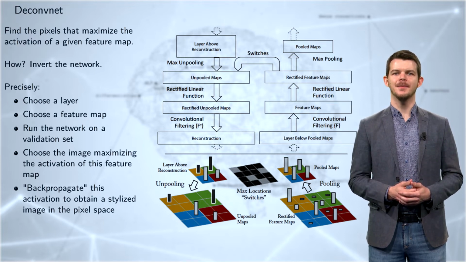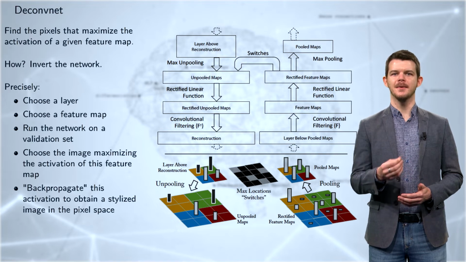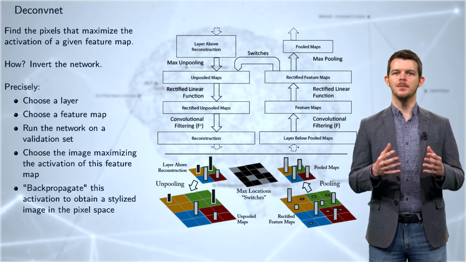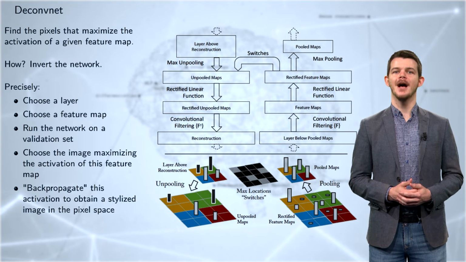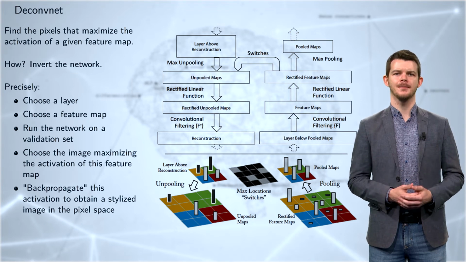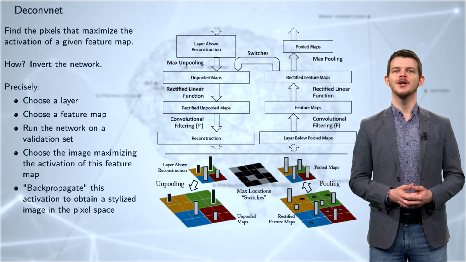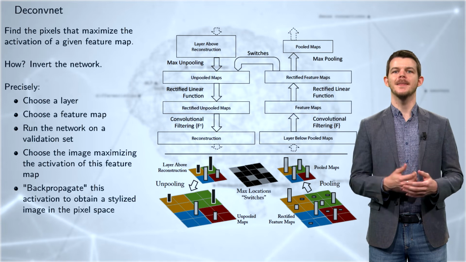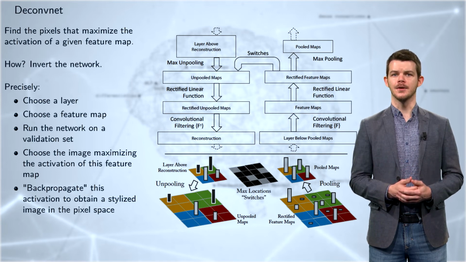The pooling step is more difficult to invert. This step is displayed below. Let us assume that we have the feature map on the bottom right. We apply pooling on it, so we obtain the feature map above, the pooled map. Now, assume that by going back through the network, you have managed to invert all operations so far, and you obtain the feature map named layer above reconstruction.